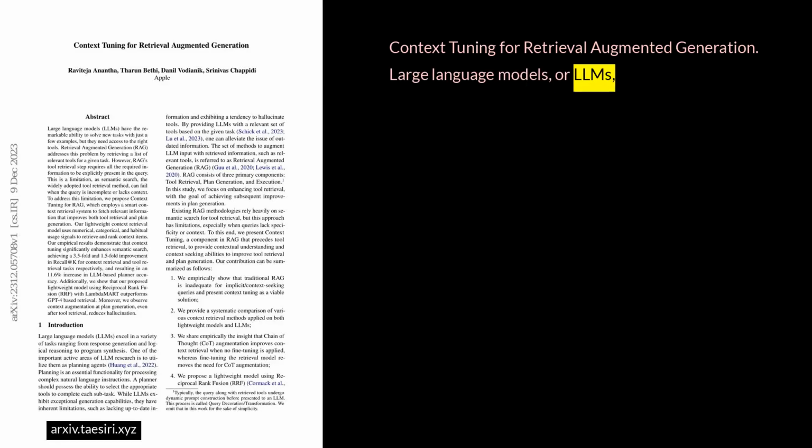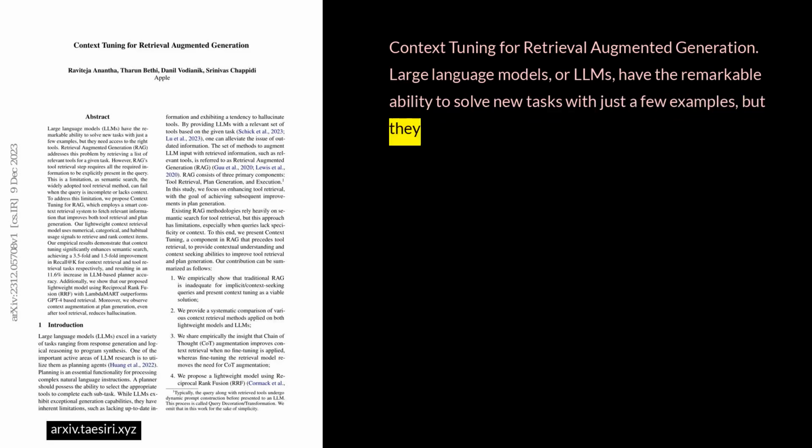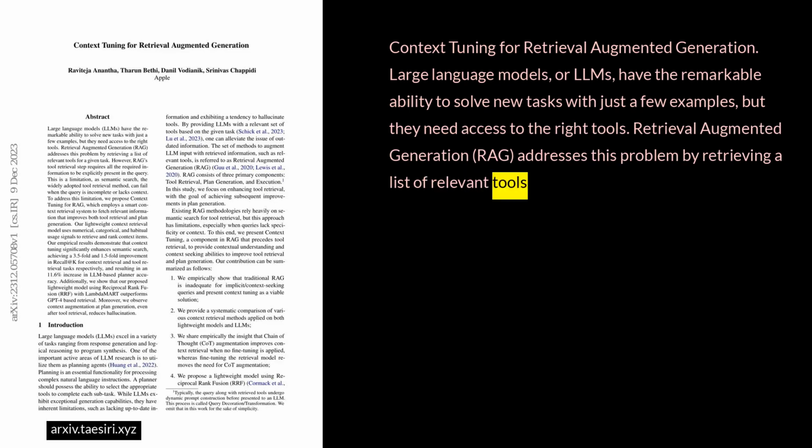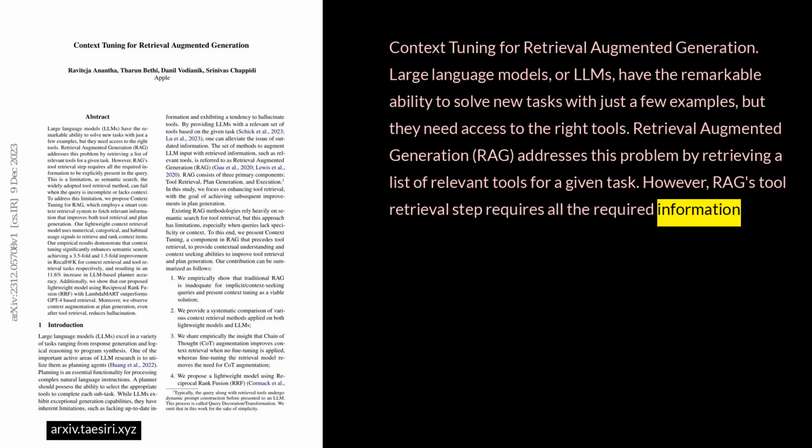Context tuning for retrieval augmented generation. Large language models, or LLMs, have the remarkable ability to solve new tasks with just a few examples, but they need access to the right tools. Retrieval Augmented Generation, RAG, addresses this problem by retrieving a list of relevant tools for a given task. However, RAG's tool retrieval step requires all the required information to be explicitly present in the query.